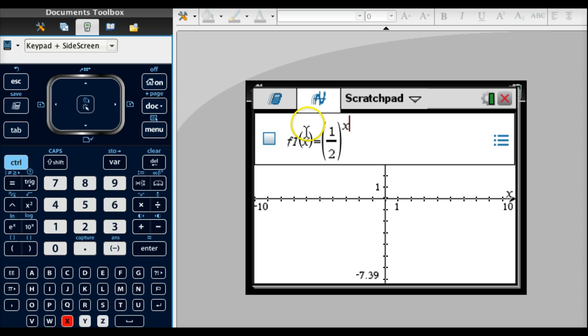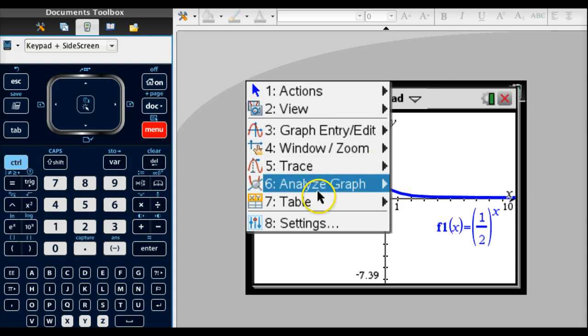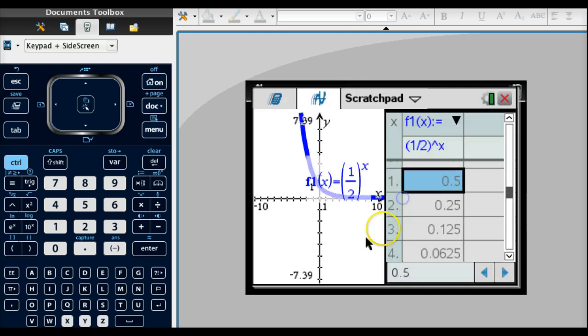You should have something that looks like this. Now that you have this exact function, you hit enter. This is what your graph should look like. Now let's fill in the table. How do you get the table? Remember, we go to menu, we go to table, split screen.